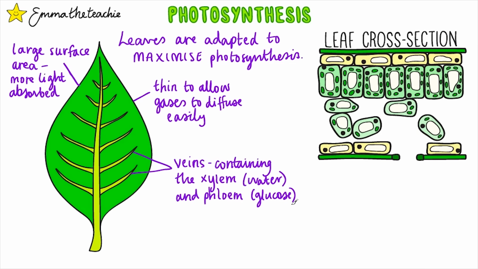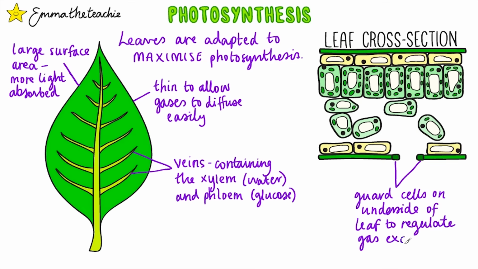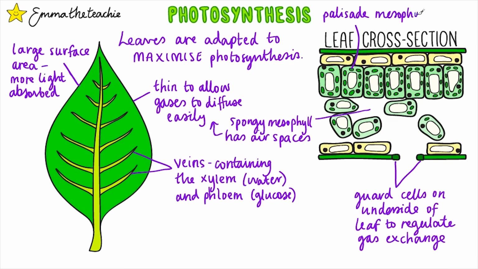It's important that glucose can move down the plant as well to the roots, as they can't make their own glucose. They also have lots of guard cells on the underside of the leaf, and these regulate gas exchange. The spongy mesophyll has air spaces, and again, these allow gases to diffuse easily. And finally, the palisade mesophyll tissue has many chloroplasts to maximize photosynthesis.